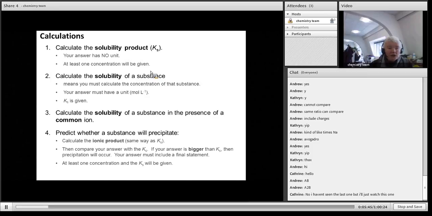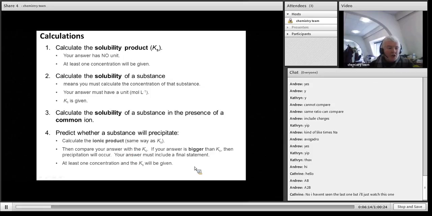So what we're going to do today is look at what happens when we need to calculate the solubility with a common ion, and I'll show what that means. And then the other calculation is where we predict whether a precipitate will form, and then we don't talk about a solubility product, we talk about an ionic product. And these 2 points down here I will explain when we get to that.